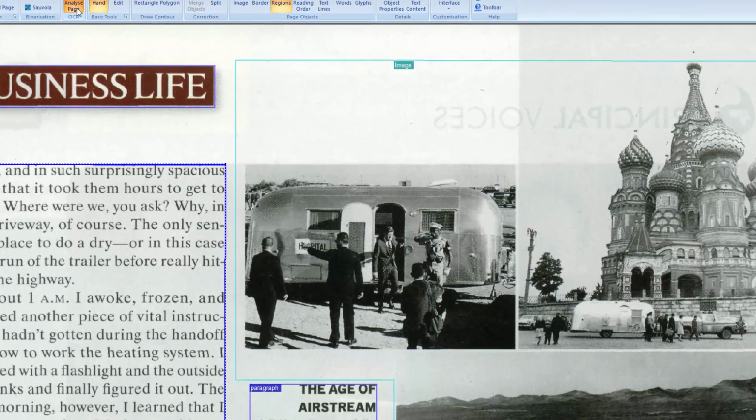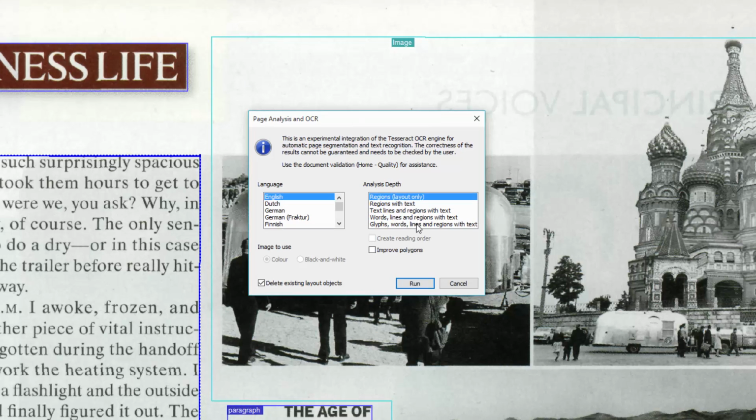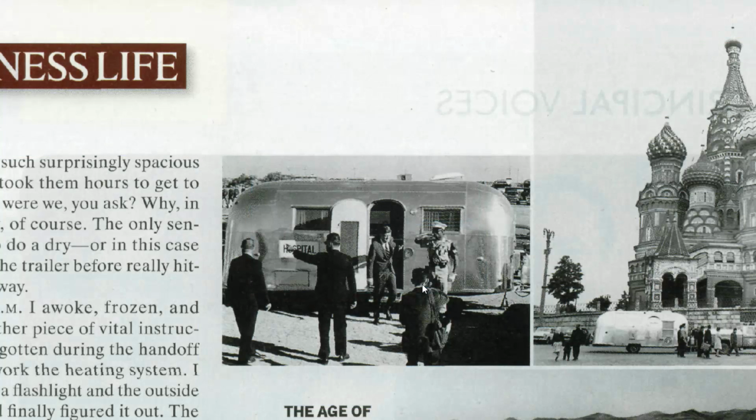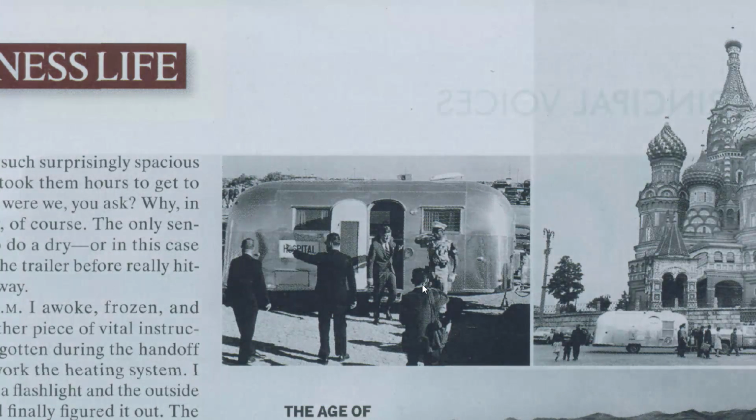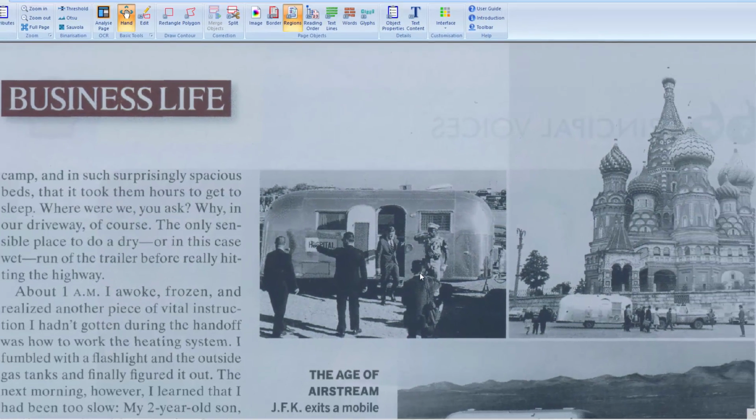So I will run another page analysis and choose the last option on the right, called glyphs, words, text lines, regions with text. At this opportunity, I can also explain the tick box at the bottom here. If it's ticked, and by default it is, all existing page objects will be replaced with the new results. That means everything we got from the first run will be lost. This will take a little bit longer now.